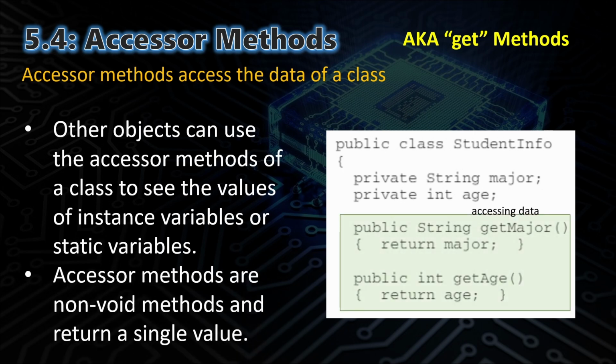So basically these are two get methods, get major and get age. They're getting the information from the class and returning it to whatever called this method.